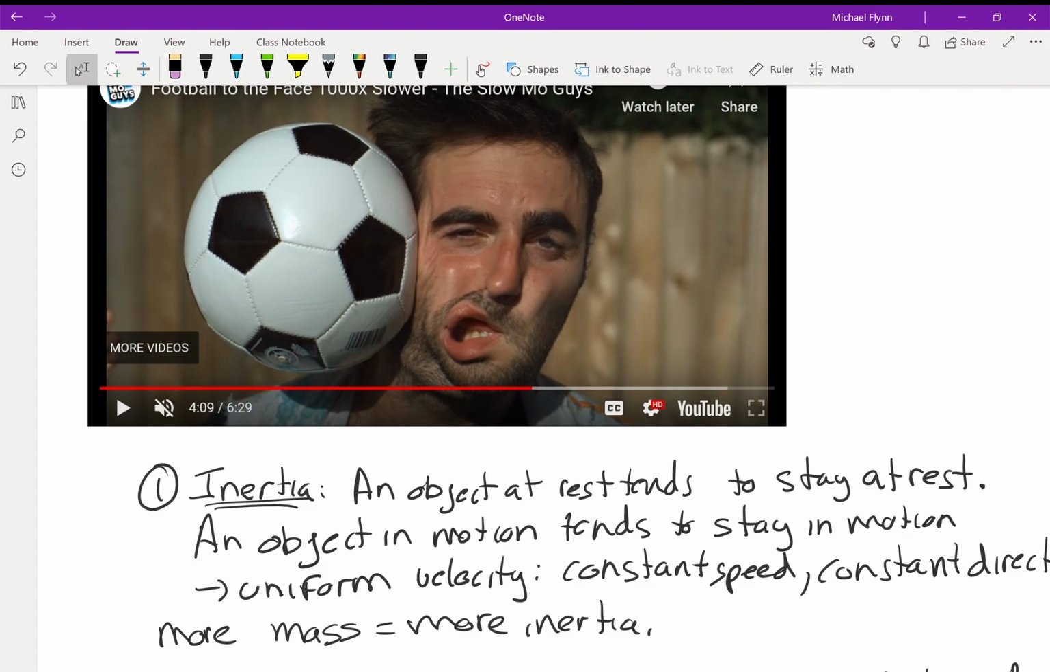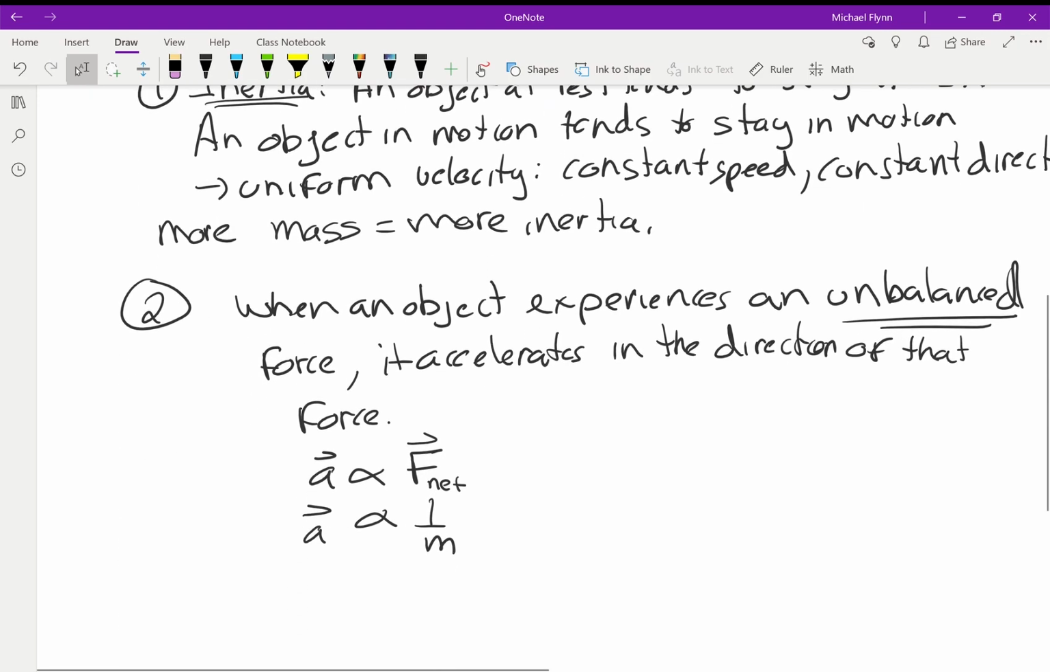Okay, so if it were to hit a small tennis ball or something, it would accelerate even more than his head would. His head's attached to his body, so it's actually quite a bit of mass there. So acceleration depends on two things: how much force you have, but it's inversely proportional to mass. The more mass you get, the less acceleration you get.